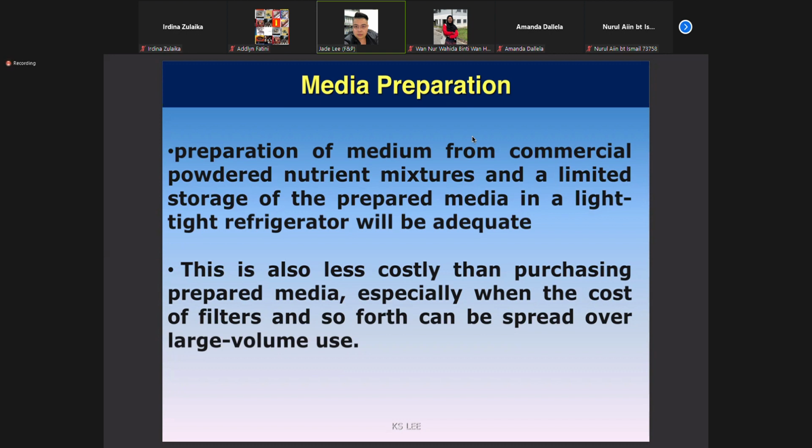Whether you prepare it from the powdered nutrients mixture, or you purchase it directly from the manufacturers. So you always need to do the comparison of the cost before you proceed with your experiment. Okay, so as a young scientist, or as a lab manager, or the project leader, or the students, you always need to be careful with your costing. Okay, because you need to make sure that the cost that you use is in the most economical way. All right.